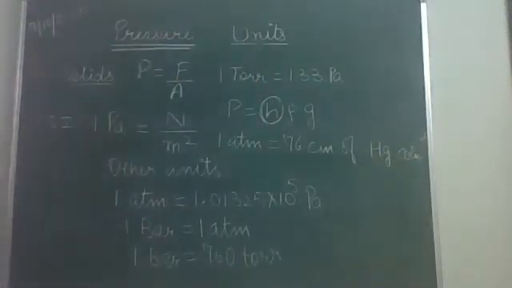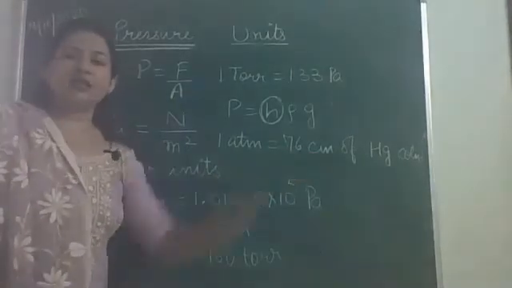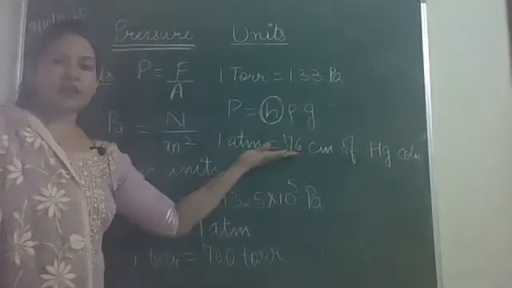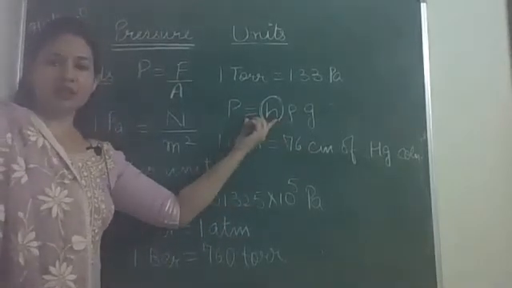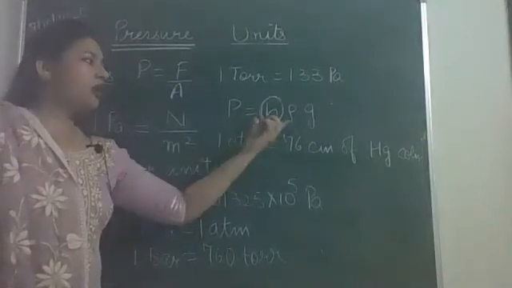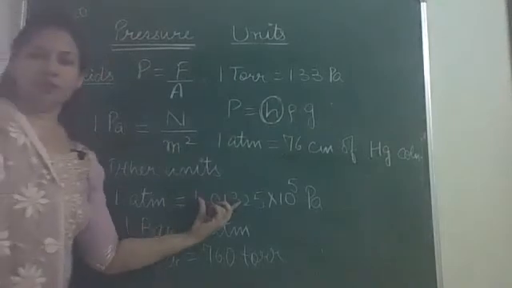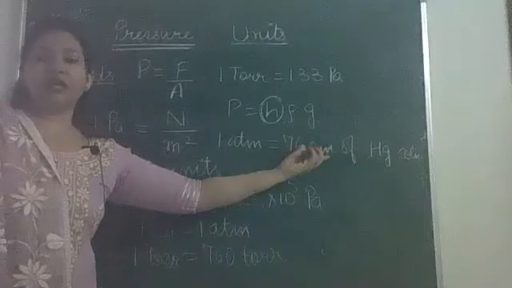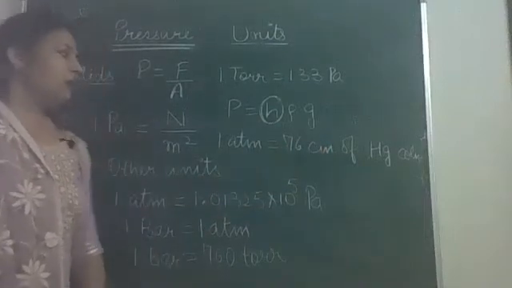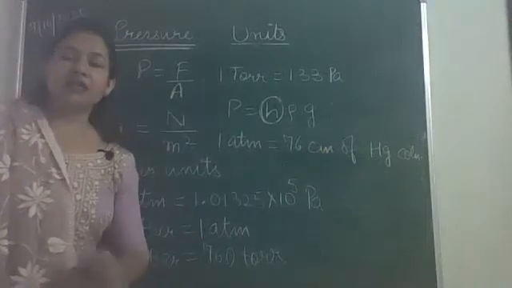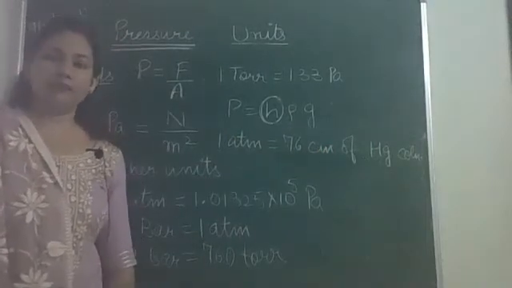76 centimeter of mercury column. 1 atmospheric pressure is 76 centimeter of mercury column. So in terms of length, if we put this height equal to 76, put the density of mercury and put 9.8 here and we solve, we will get exactly this value. So we can also express the unit of pressure in terms of length of mercury column. 1 atmospheric pressure, standard length of mercury column, is 76 centimeter of mercury column.